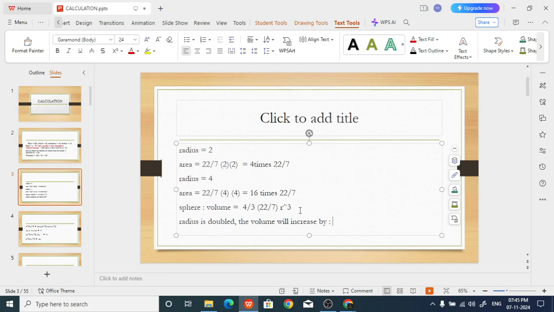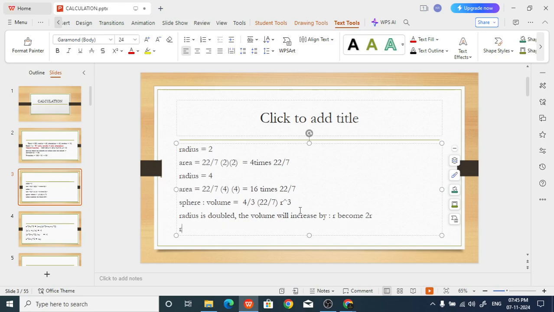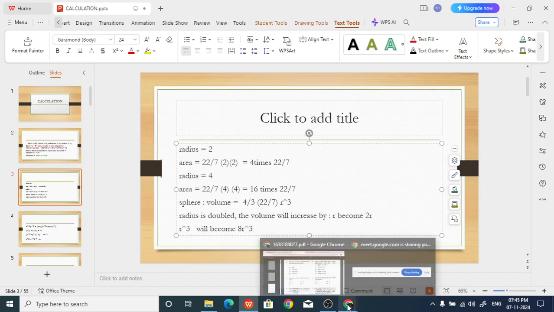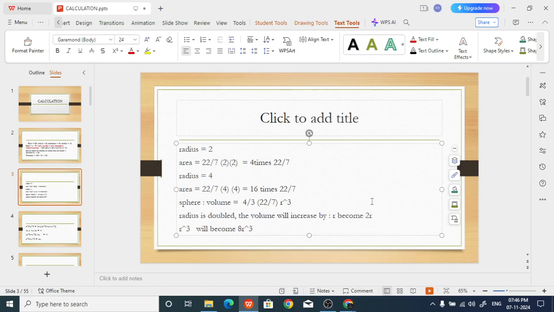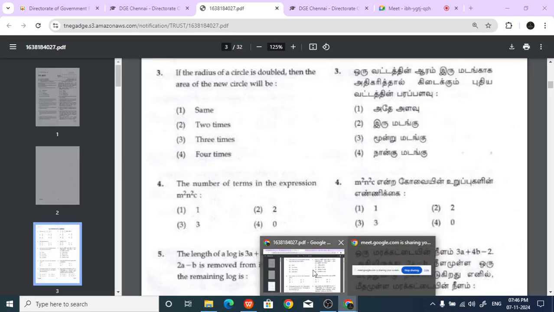I think you are not following, no? See, when the radius is doubled, r becomes 2r. So in the volume, r cube will become 8r cube. So 8 times the volume will increase. Understood? Why is it 8 times? Others? Hello, are you able to understand? Please switch on your mic and talk.